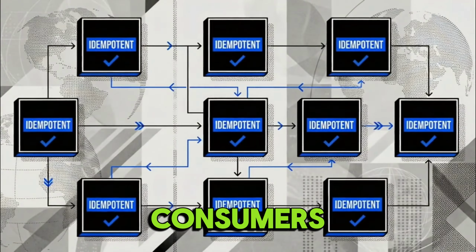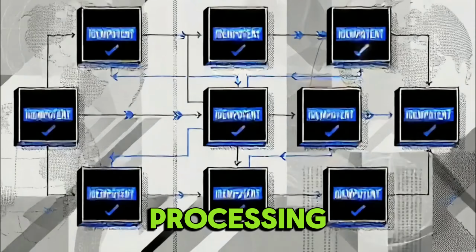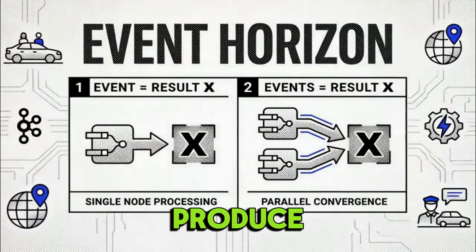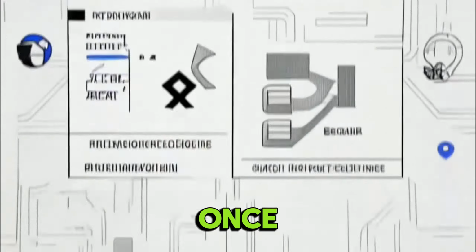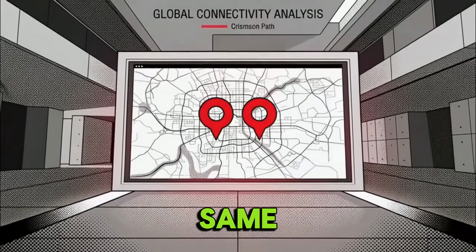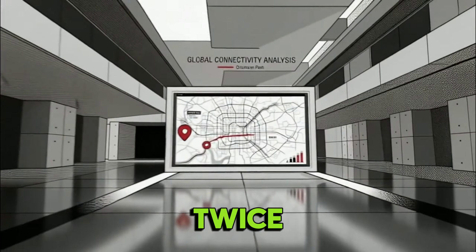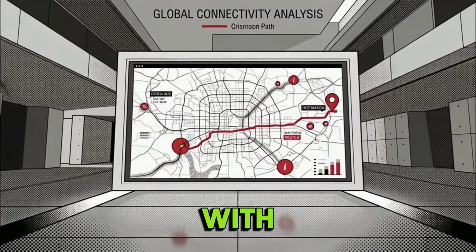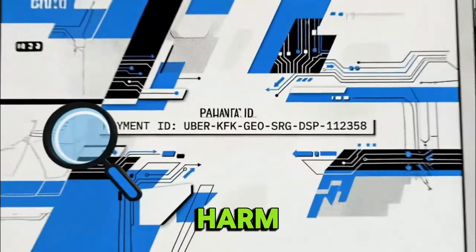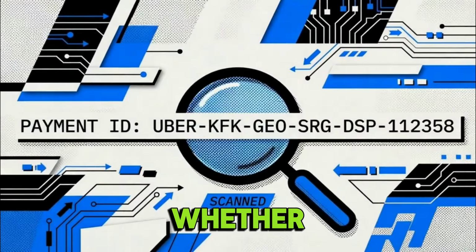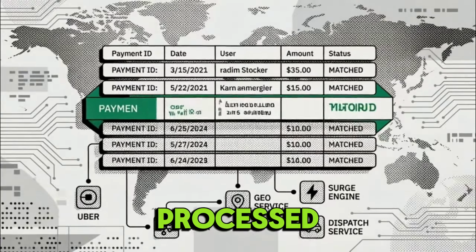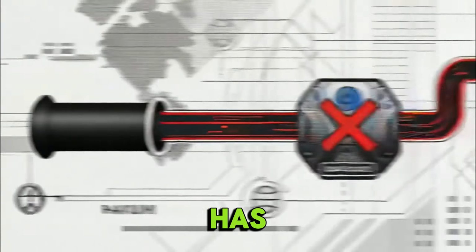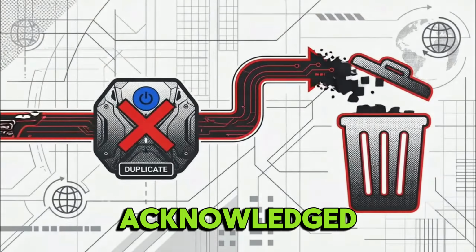All of Uber's consumers are designed to be idempotent. Processing the same event twice must produce the same result as processing it once. For a location update, receiving the same GPS coordinate twice simply overwrites the stored position with the same value. No harm. For a payment event, the system checks whether the payment ID has already been processed before attempting a charge. If it has, the duplicate event is acknowledged and discarded.